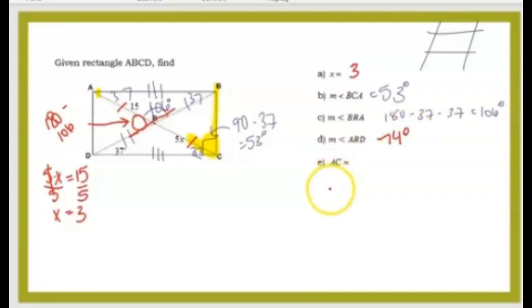All right, last but not least, AC. They want us to find the length of the whole diagonal. Well, that one's easy, right? Because we know this piece is 15. And really, you don't even need to find x because we know that they're equal.